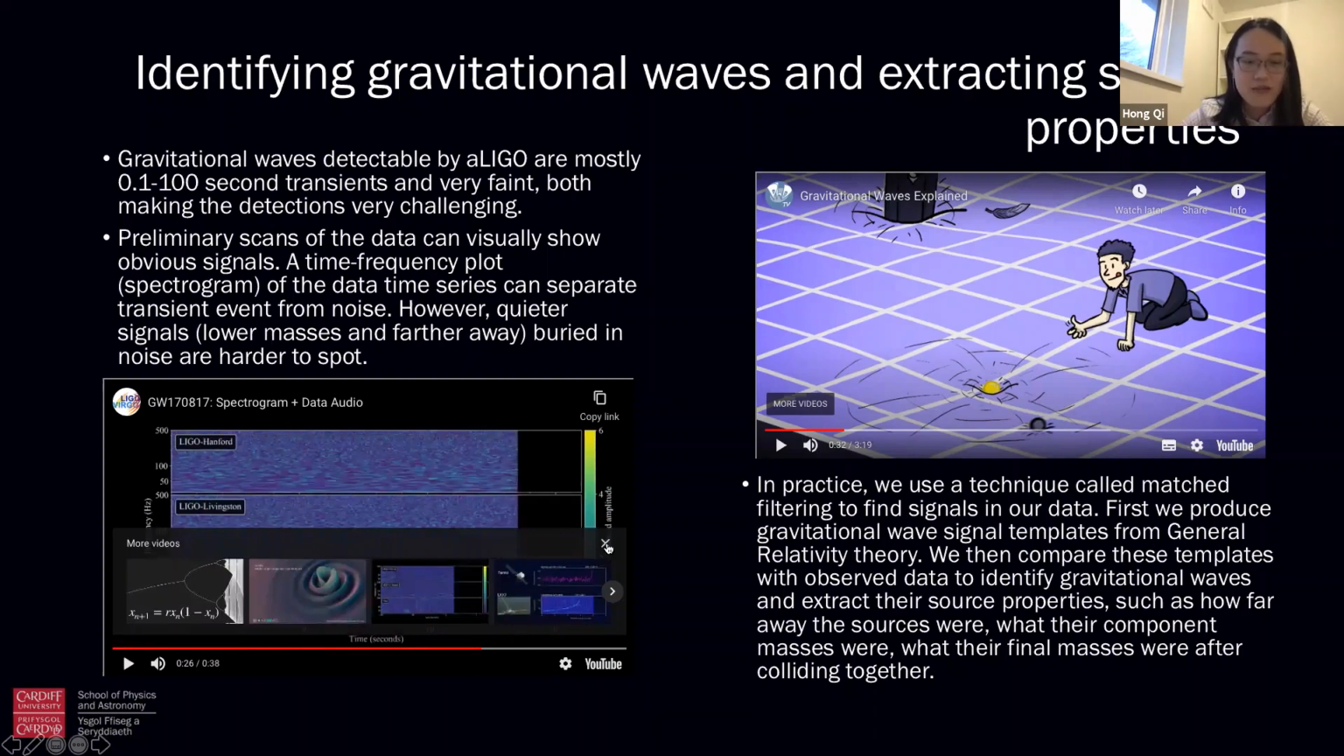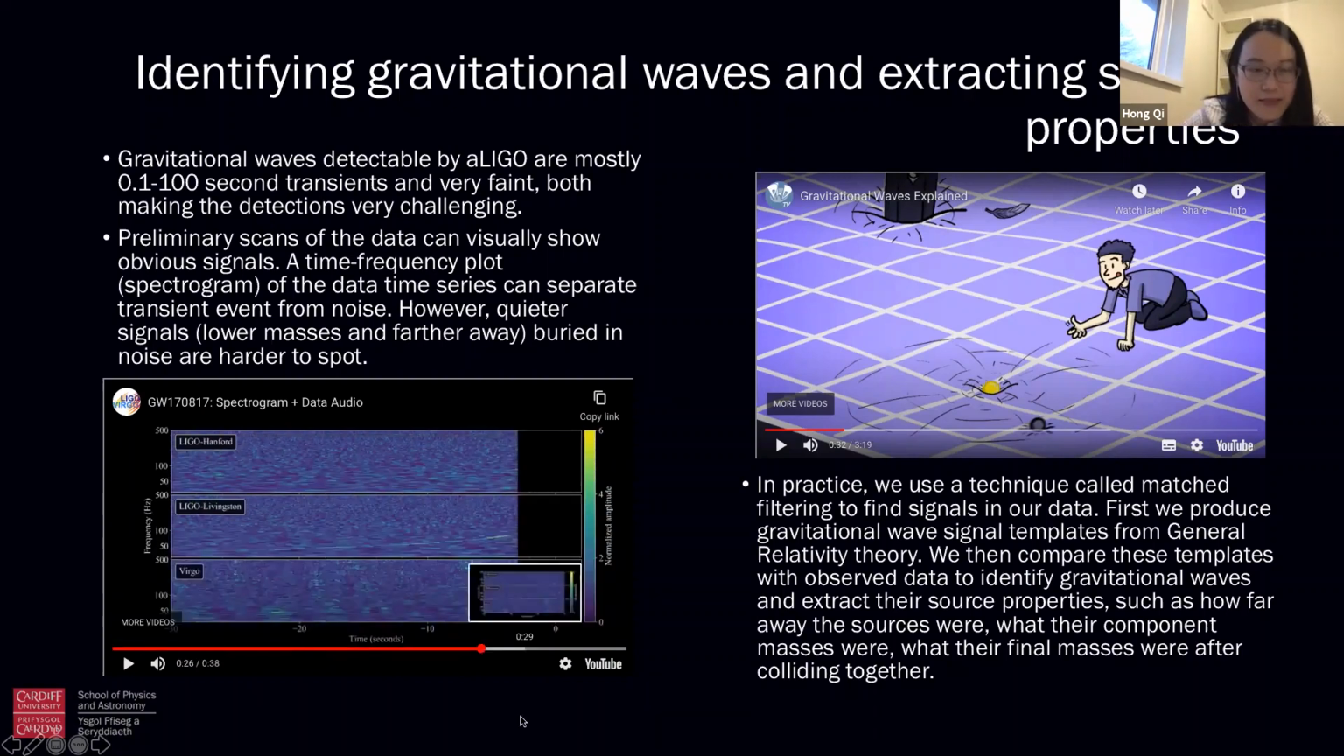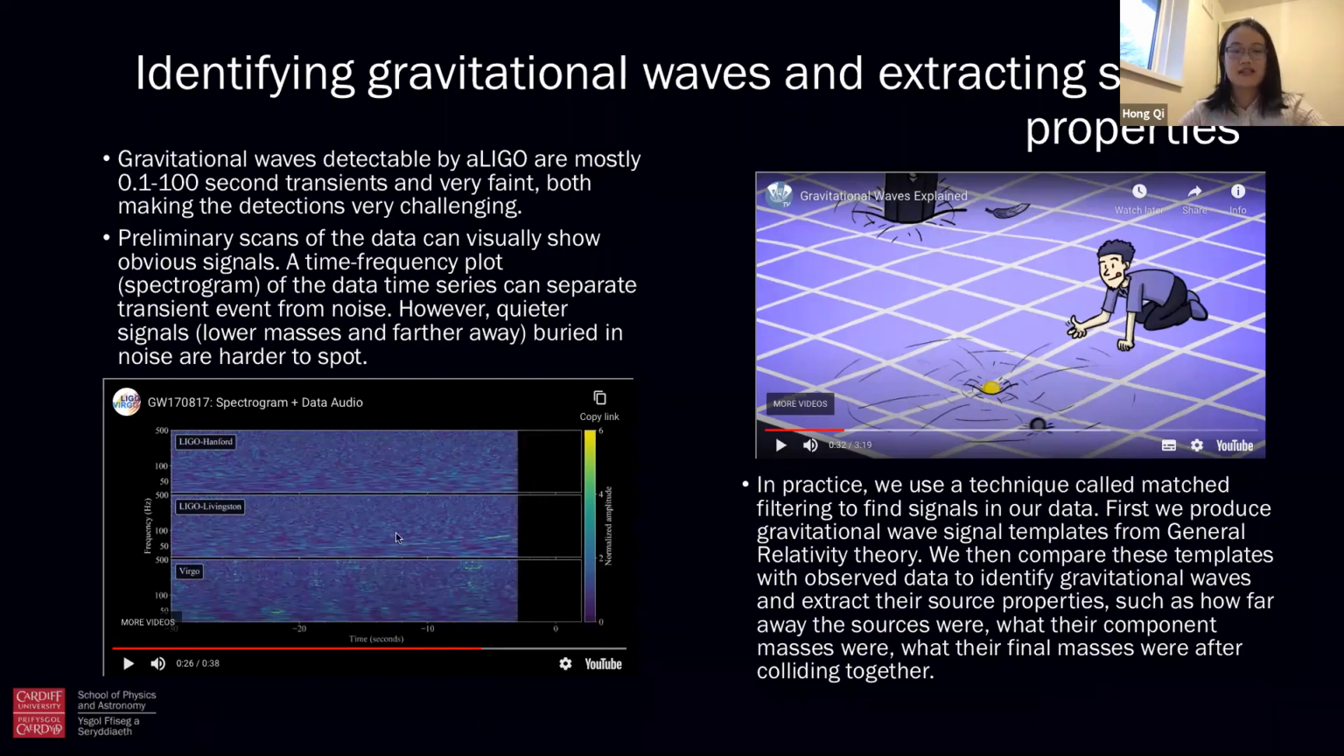Would you stop at some point? Yeah. So there were three detectors. The top one is LIGO Hanford, then LIGO Livingston, then Virgo. And in each detector, you can see a line that goes from bottom left to top right. That is a gravitational wave signal. That is an orbit signal.